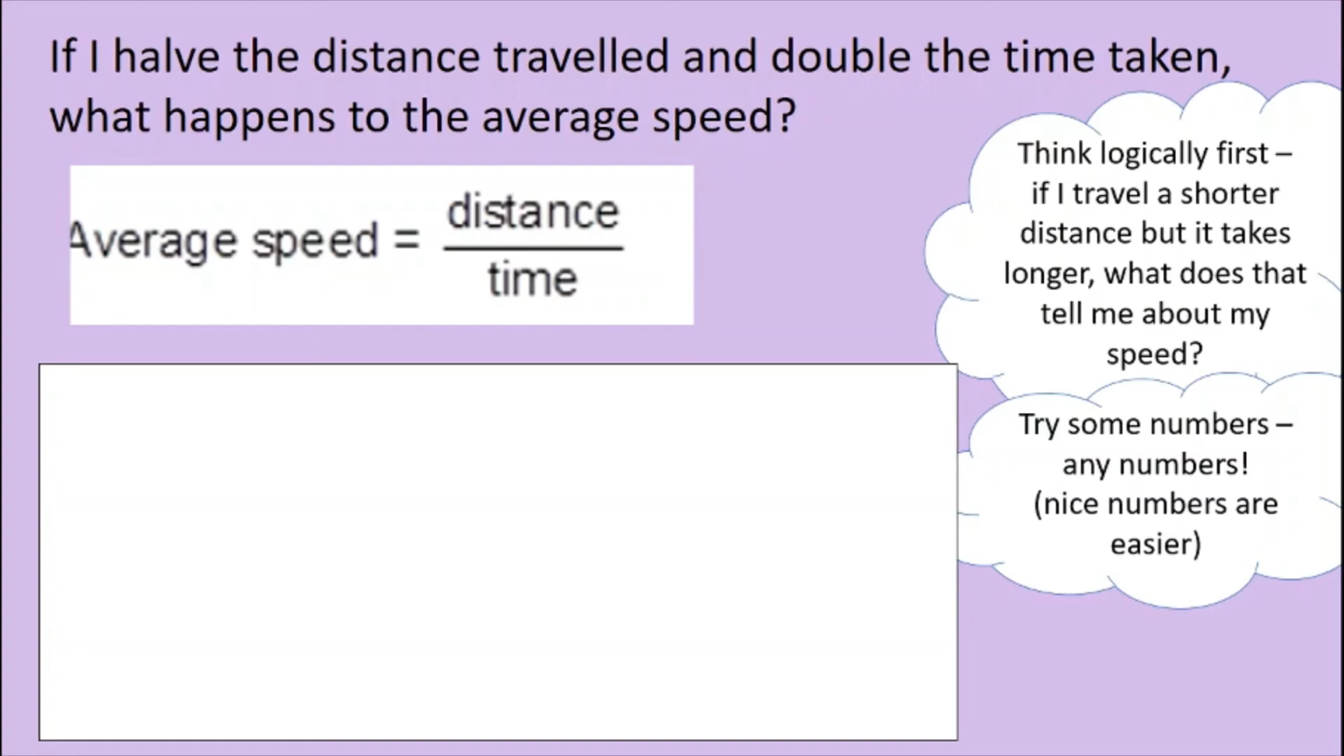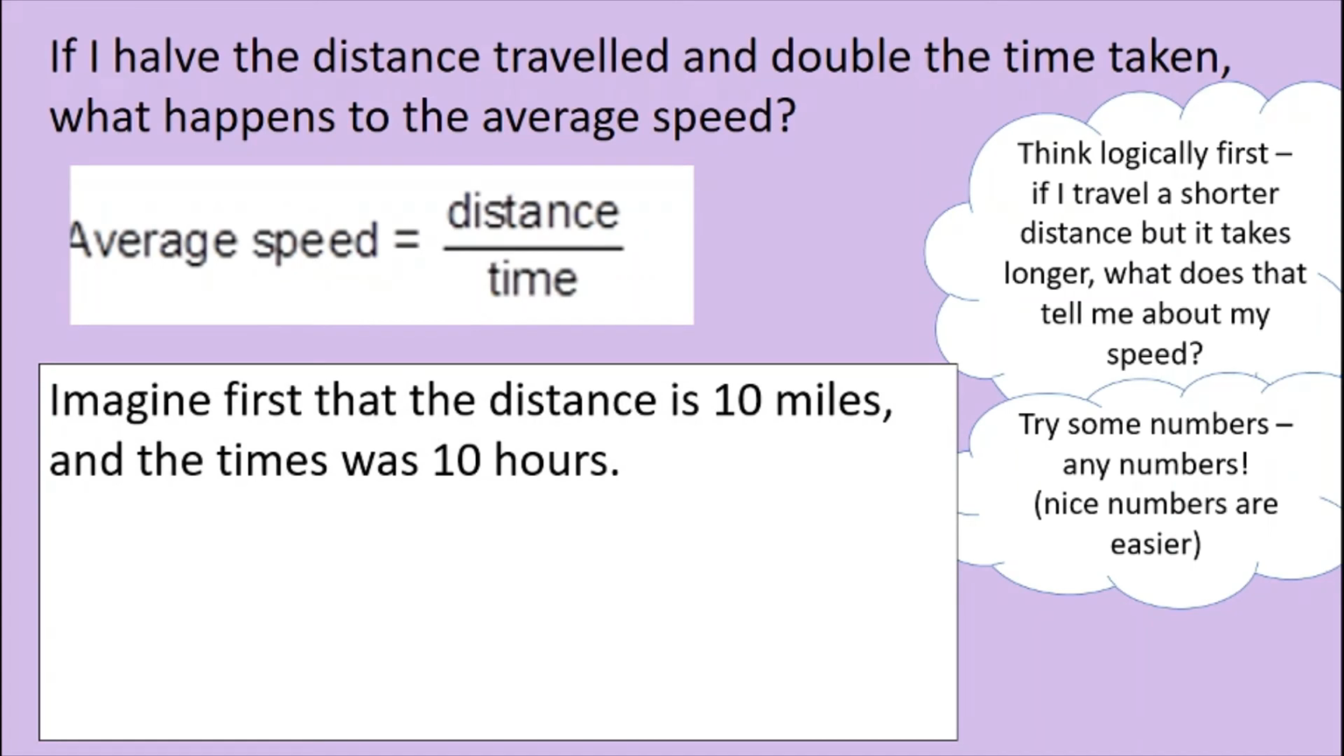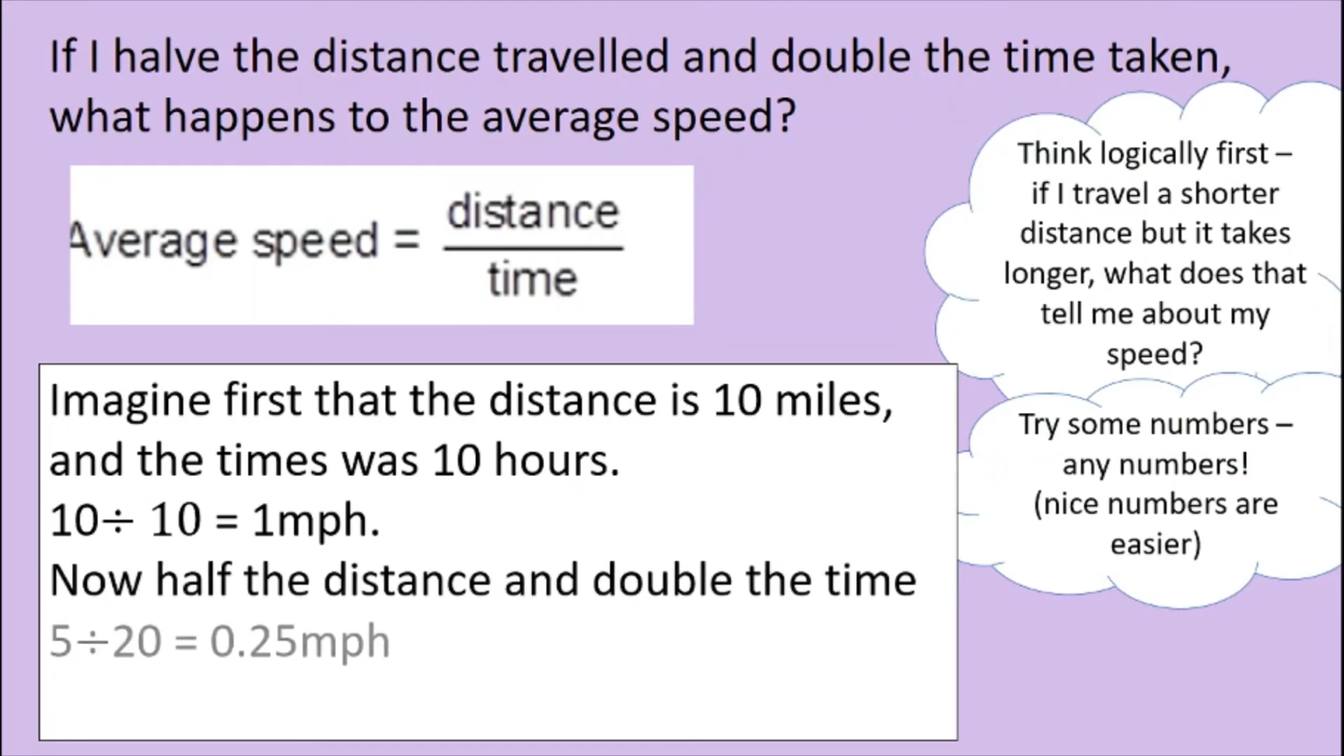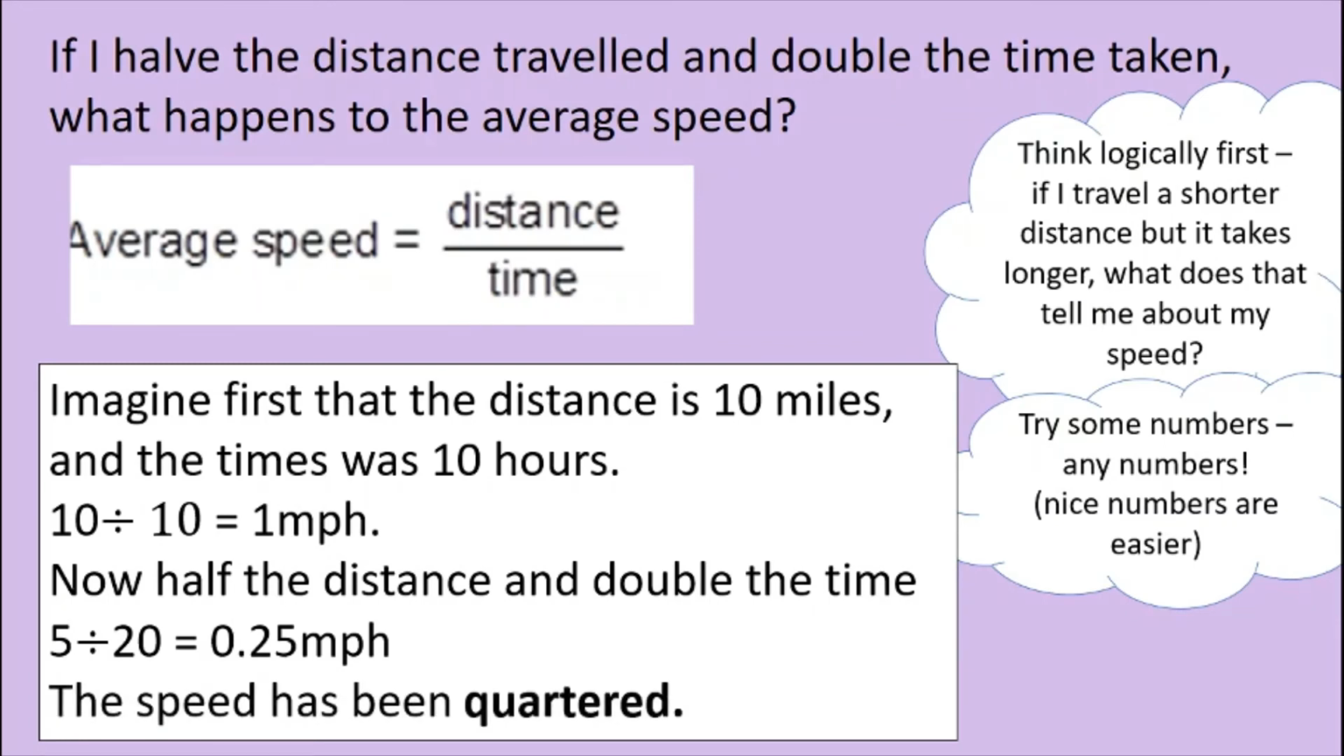Okay, for this I used the number 10 for both the distance and the time, so 10 miles and 10 hours. 10 divided by 10, 1 mile an hour. That's what happened before I made the changes, but now I'm going to halve the distance and double the time. So I now have 5 miles and 20 hours. Well, that gives me a speed of 0.25 miles an hour. The speed has been quartered. Now you can try any numbers you like in that and you will get the same result.